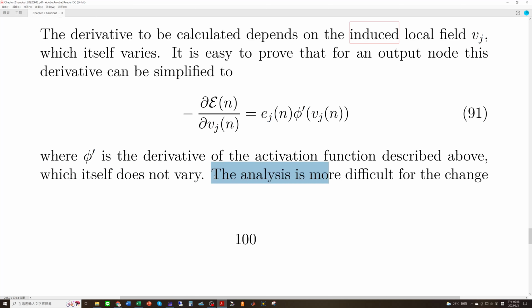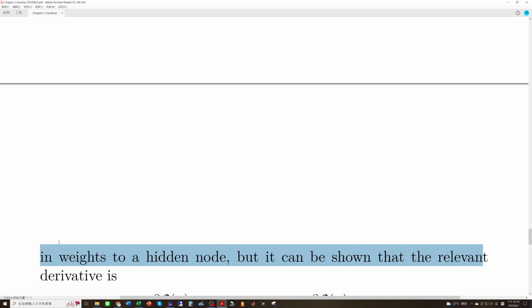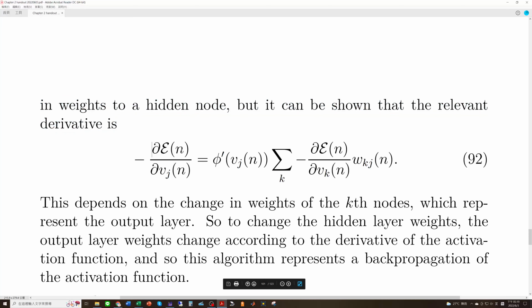The analysis is more difficult for the change in weights to a hidden node, but it can be shown that the relevant derivative is negative partial E of n over partial Vj of n, which is equal to phi prime of Vj of n times the summation over k of negative partial E of n over partial Vk of n times Wkj of n.